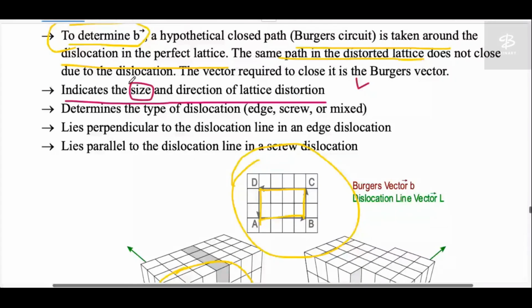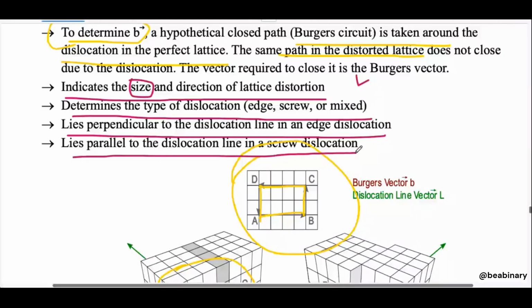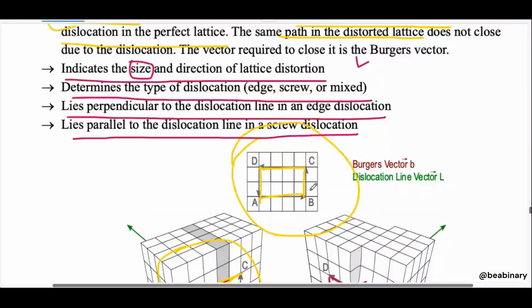Determine the type of the dislocation: edge, screw or mixed. What we need to do: the Burgers vector lies perpendicular to the dislocation line in an edge dislocation, and lies parallel to the dislocation line in a screw dislocation. Look here, there is a line dislocation. If the Burgers vector is perpendicular to the dislocation line, it is known as an edge dislocation, and if it is parallel, then it is known as a screw dislocation.